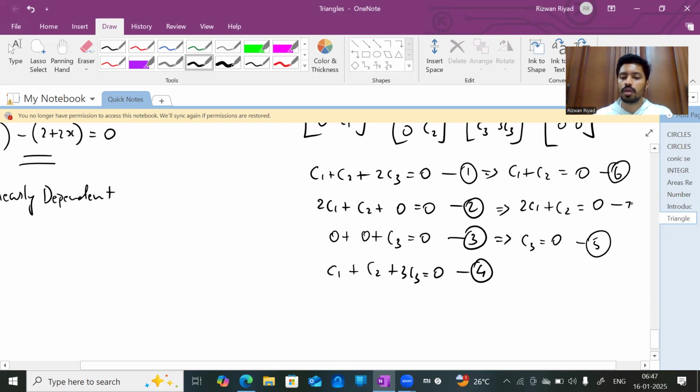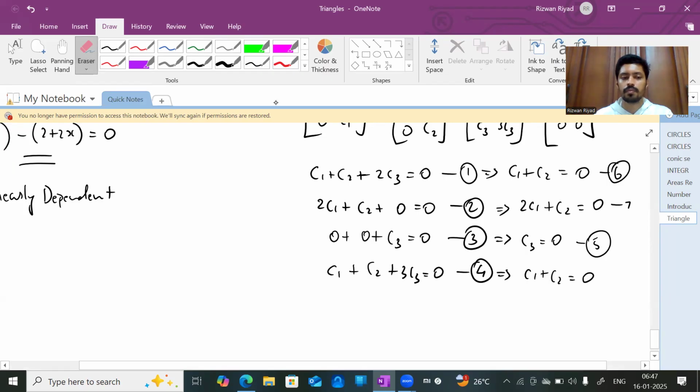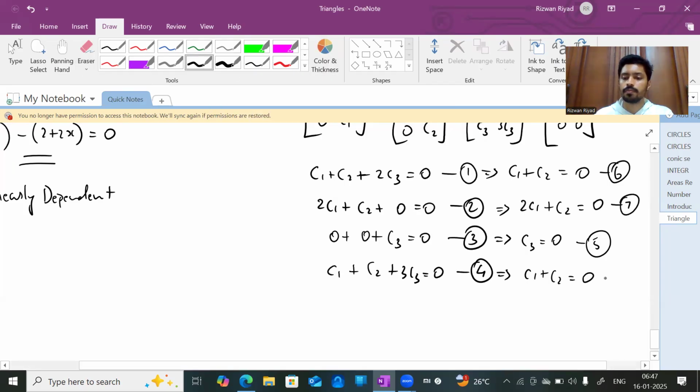This is equation number 7. In equation 4, if we substitute the value of C3, which is 0, this also becomes C1 plus C2 equal to 0. That is the same as our equation number 6.